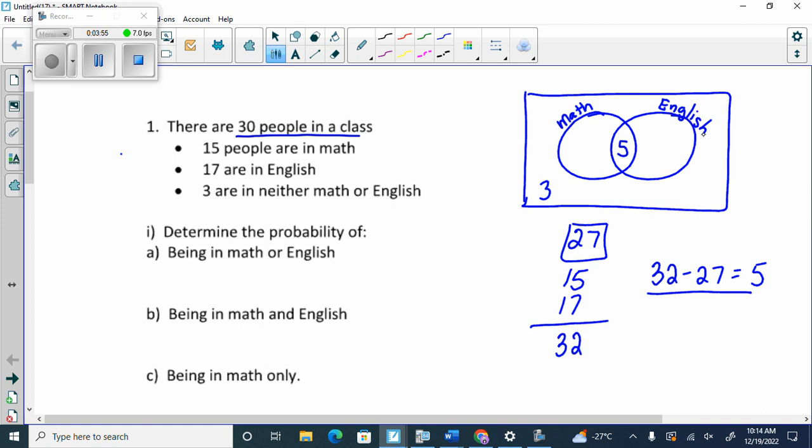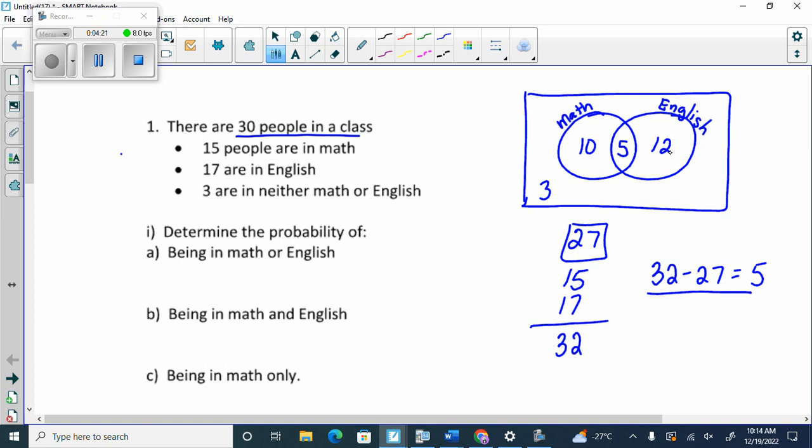Now it says math has 15, so there's 10 in math only. 17 in English, so 12 in English only. When I add them up, what should they add up to? 30, do they? Yes. So this is a plain old Venn diagram question. How many are in English only? 12. How many are in math only? 10. How many are in one subject only? 22. How many are in at least one subject? 27, right? 3 are in neither. That's a plain old Venn diagram question.